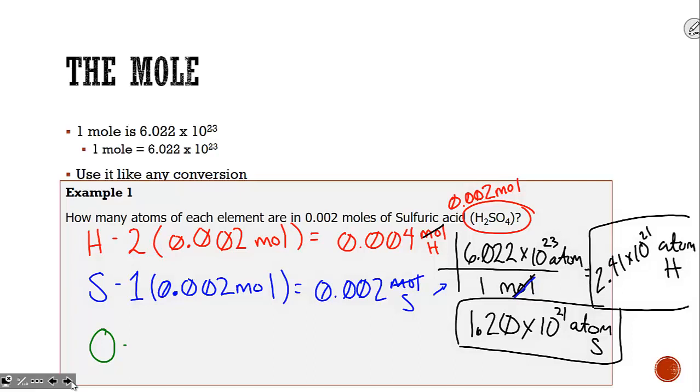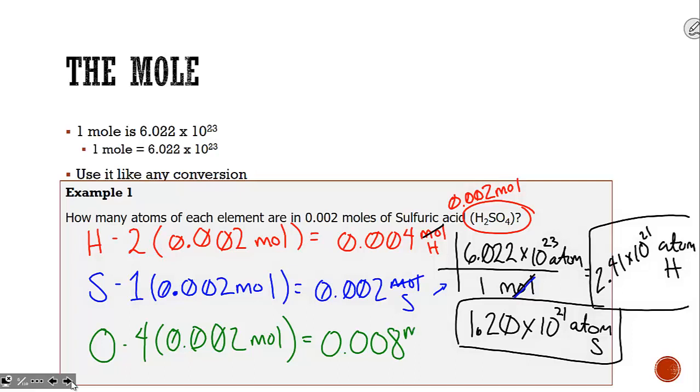Lastly, for oxygen, sulfuric acid contains 4 oxygens, so 4 times 0.002 tells us that we have 0.008 moles of oxygen, which would mean that there are 4.8 times 10 to the 21st atoms of oxygen present in our sample.